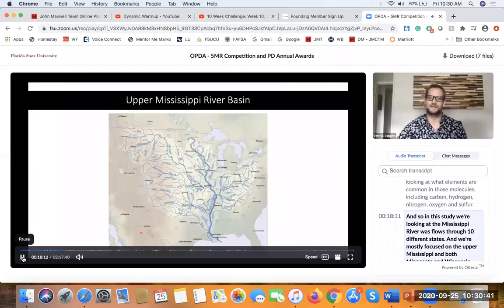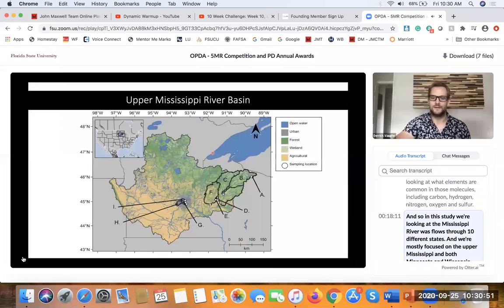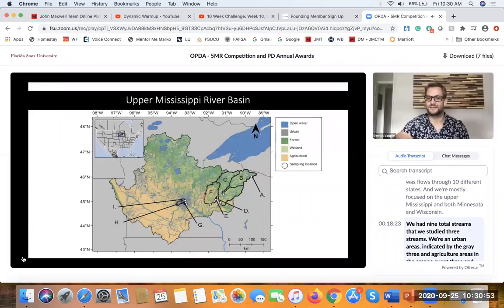And so in this study, we're looking at the Mississippi River, which flows through 10 different states. And we're mostly focused on the upper Mississippi in both Minnesota and Wisconsin. We had 9 total streams that we studied. 3 streams were in urban areas, indicated by the gray, 3 in agriculture areas in the orange, and then 3 in forest and wetland areas in the green.